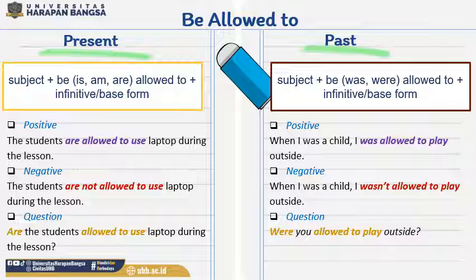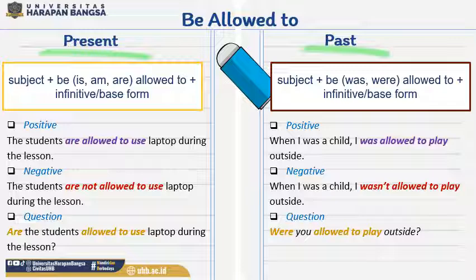Ingat ya, setelah be allowed to selalu bentuk dasar. Jadi kata kerja yang tidak ada tambahan apapun. Tidak ada s, es, ing, d, atau ed. Nah, karena bentuk present, maka be yang dipakai adalah is, am, atau are. Tergantung subjeknya. Kalau subjeknya I, maka yang dipakai adalah am. He, she, it yang dipakai adalah is. Kemudian they dan we yang dipakai adalah are.